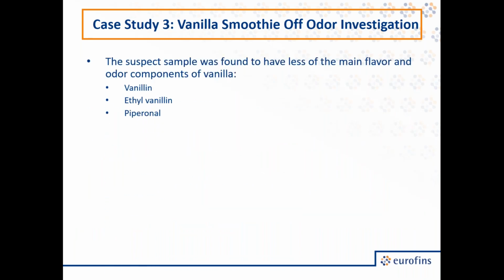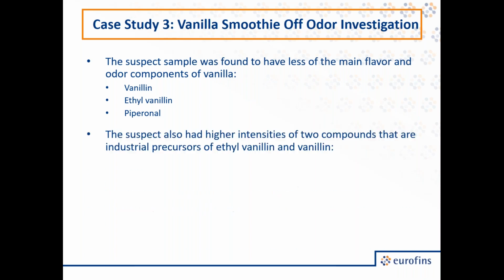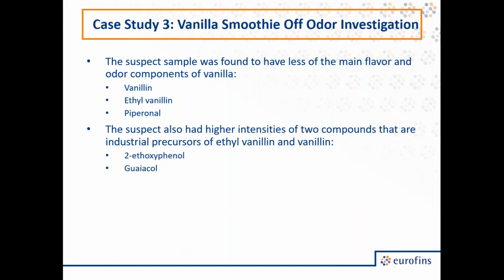And when we dug further into this data, what we found was that these compounds that were less abundant in the suspect, which were vanillin, ethyl vanillin, and piperonal, these are all the major volatile components of vanilla. And as I said, they were less abundant in the suspect. And then in addition to that, the suspect actually had higher intensities of two compounds that are industrial precursors during the synthesis of vanilla, which were 2-ethoxyphenol and guaiacol.